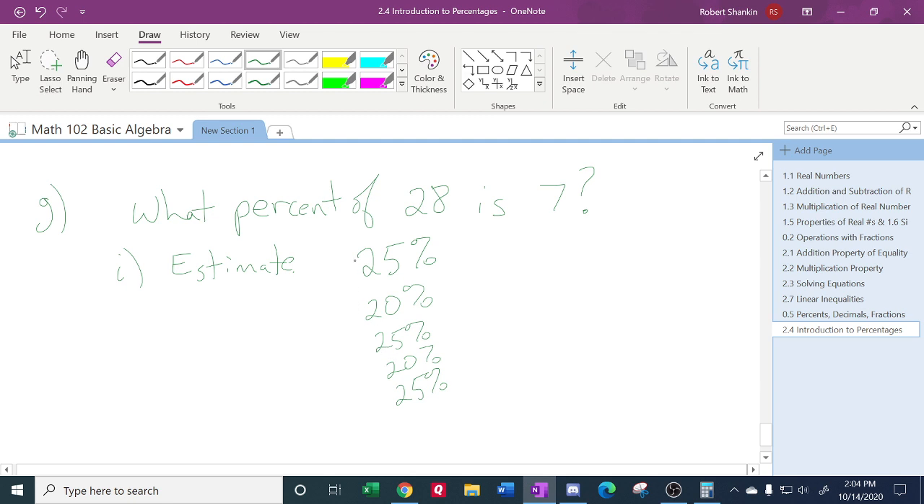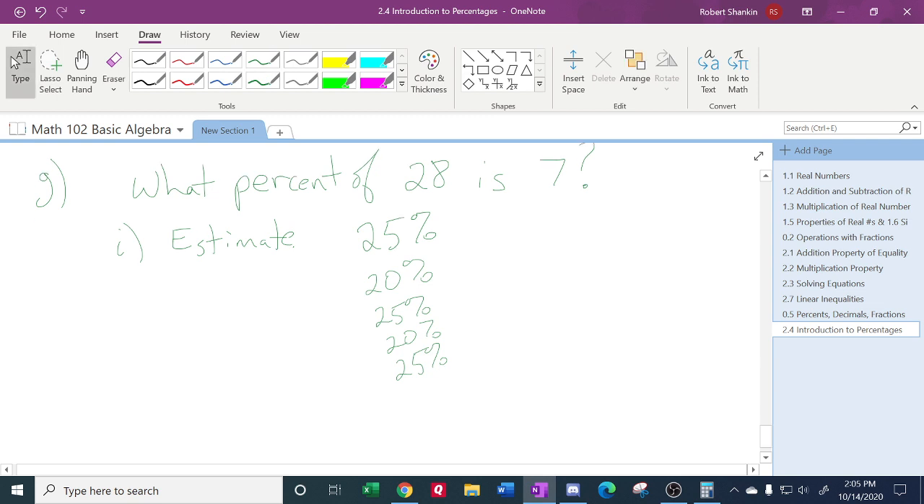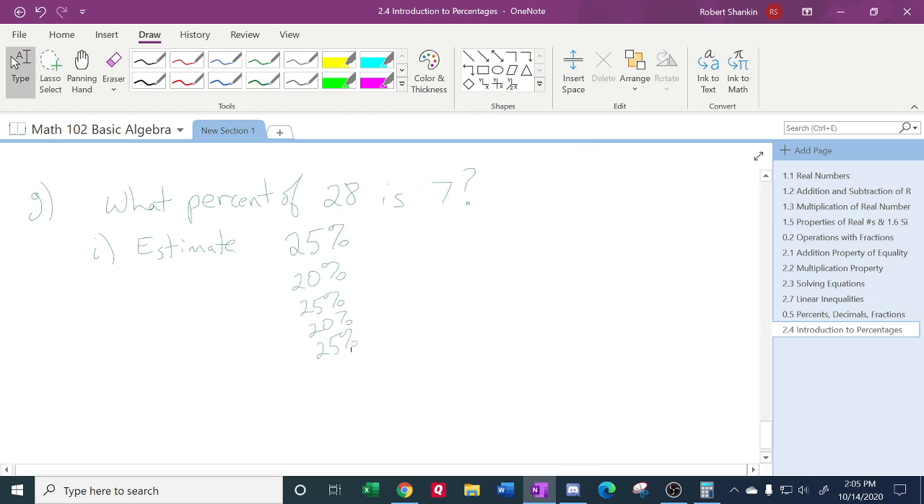Now, the real answer is going to be 25%, because 7 is 1/4 of 28. So what percent of 28 is 7 is going to be the 25%. So pretty good job of kind of deciphering what the words mean here.